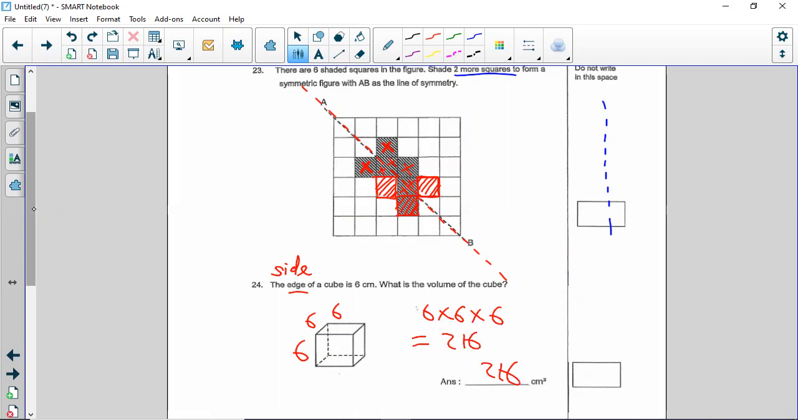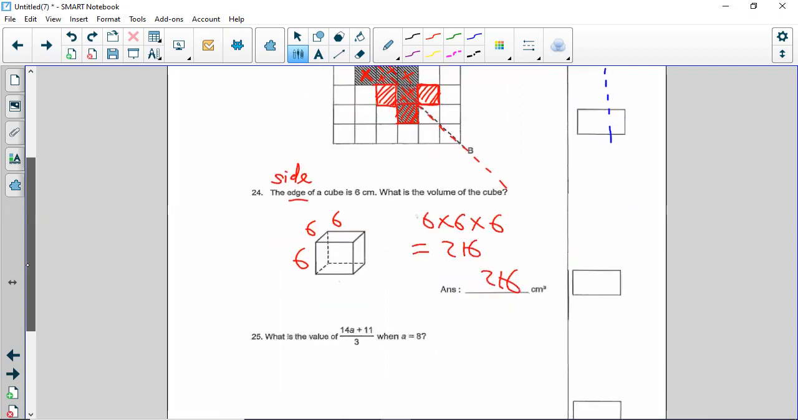This is a giveaway question, right? It's supposed to be 1 mark, not 2 marks. But anyway, I think the school is very kind. The school is kind to give you this question to get more marks. Yeah, but this is actually not very hard. It's very easy. Okay, question 25.